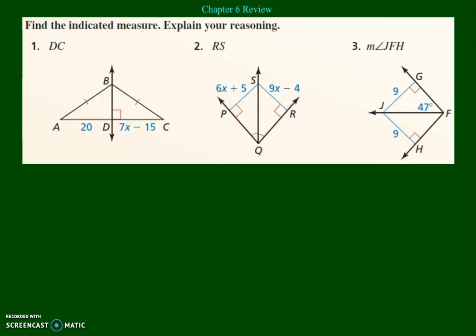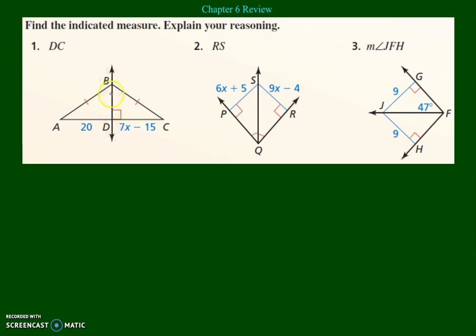In this session, we're going to begin working on the review for Chapter 6. In Problem 1, we have an isosceles triangle, triangle ABC, with line BD perpendicular to the base.